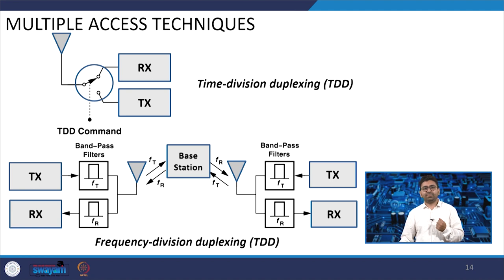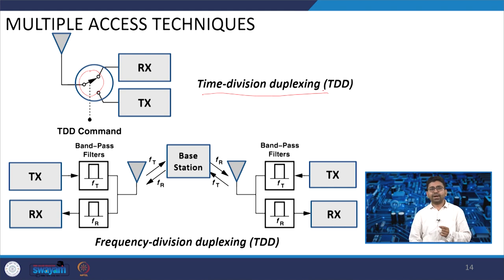When you automatically switch at different times, that is time division duplexing. Here, there is a switch before transmission and reception. The transmission and reception frequency might be the same, and you are switching between transmission when you want transmission to happen and reception when you want reception to happen. So, you can use the same channel for transmission as well as reception. This is called time division duplexing.